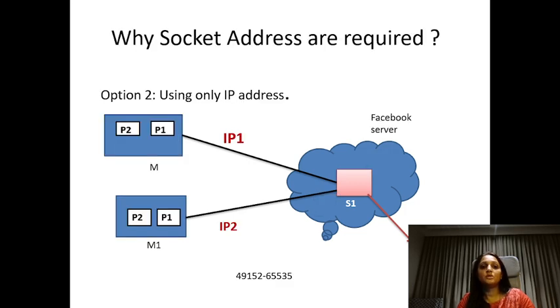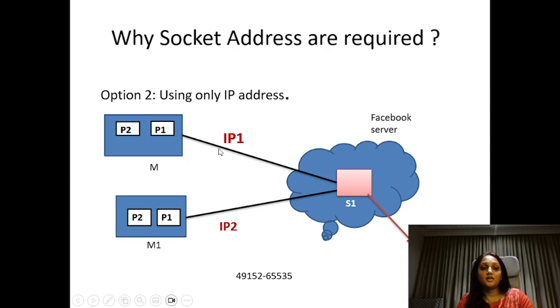Next is case number 2, or option number 2: using only the IP address. Here I am not assigning the port number, so there will be no port number for the application. We are just giving the IP address. Don't confuse this: P1 and P2 are the applications, not the port numbers of M. Similarly for M1, P1 and P2 are not port numbers. They are the applications. Here IP1 is the address of M, and IP2 is the address of M1.